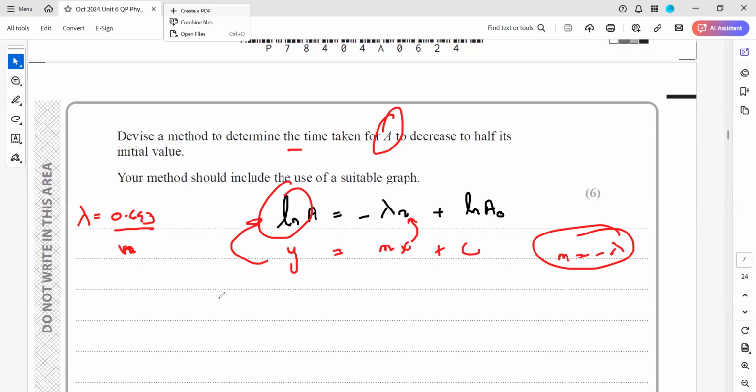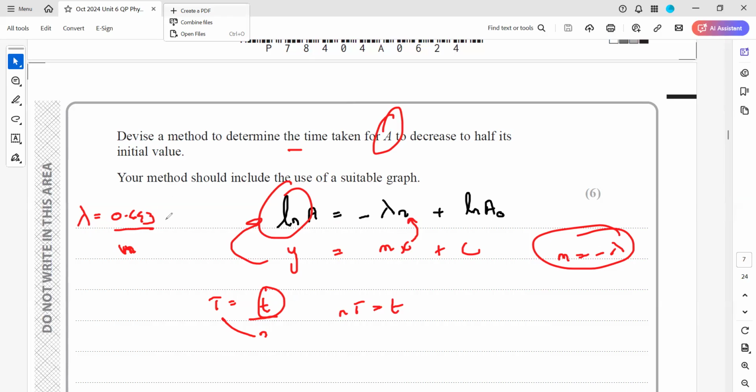How to get t? n is the number of oscillations, and capital T is the time period, so the time t is n multiplied by T. So first we'll plot a graph between ln A on the y-axis and n on the x-axis, and that will give us the value for lambda.